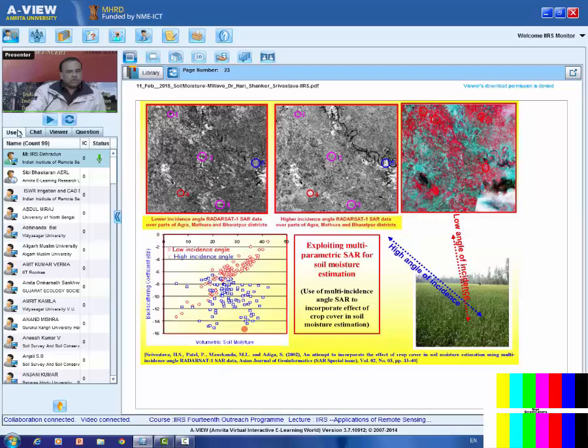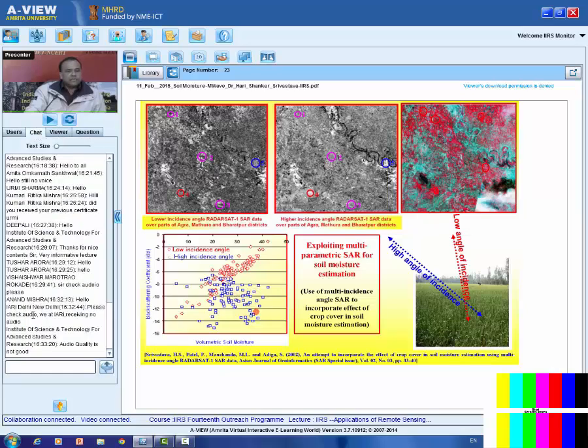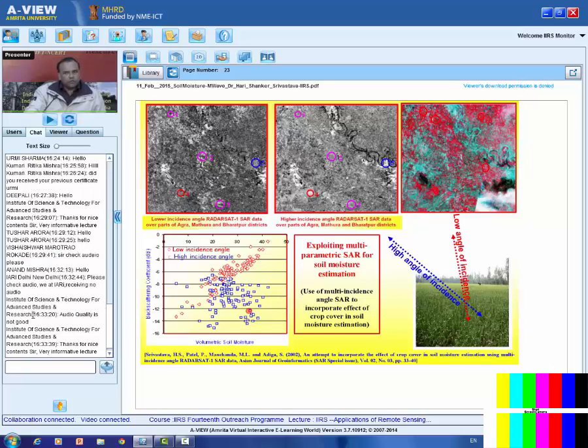Then when they are not showing any relation with soil moisture, why is this spread there? This spread is due to variation in crop condition, crop growth, crop volume, or crop type. So it indicates that this high incidence angle data is basically an indicator of vegetation cover instead of soil moisture. It is giving information about vegetation cover. It means if I incorporate this high incidence angle backscattering coefficient in the soil moisture retrieval model as an extra term, then we will be able to incorporate the effect of crop cover in the soil moisture retrieval model.